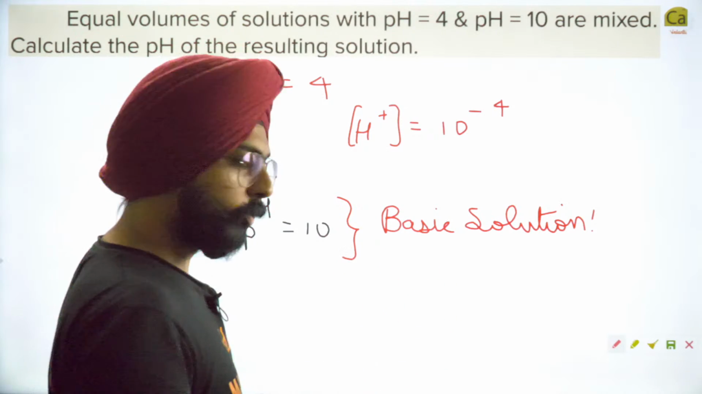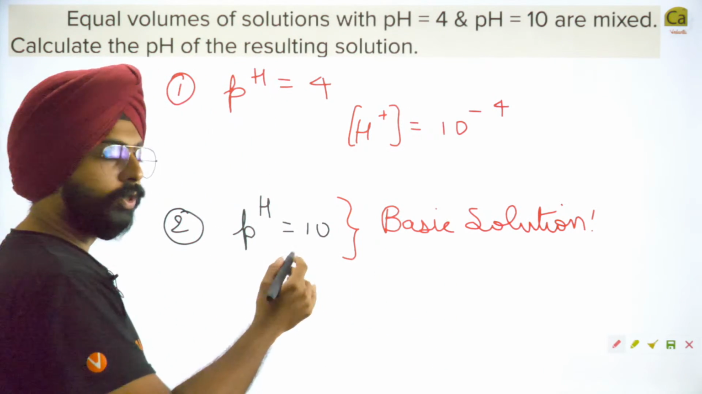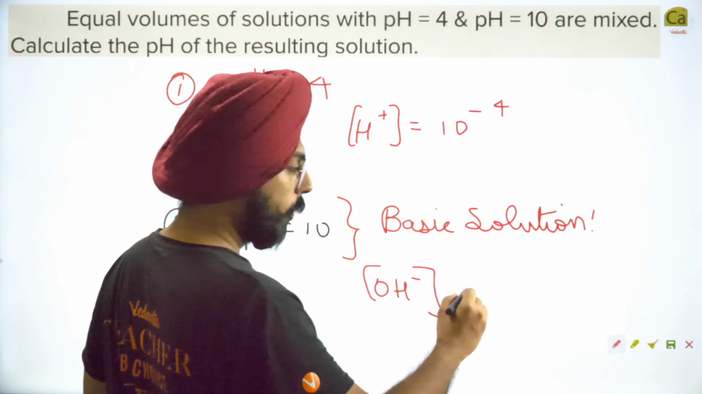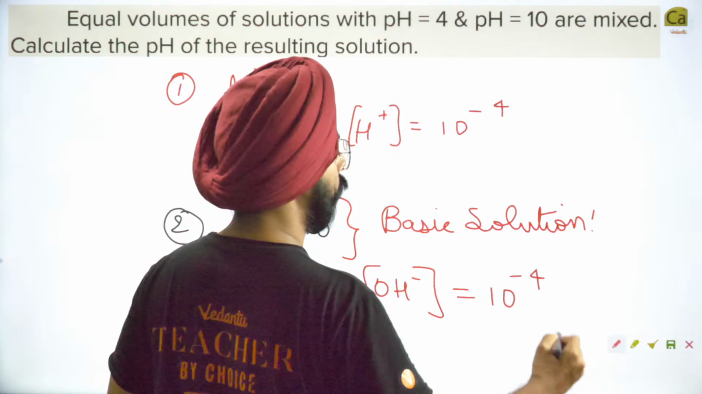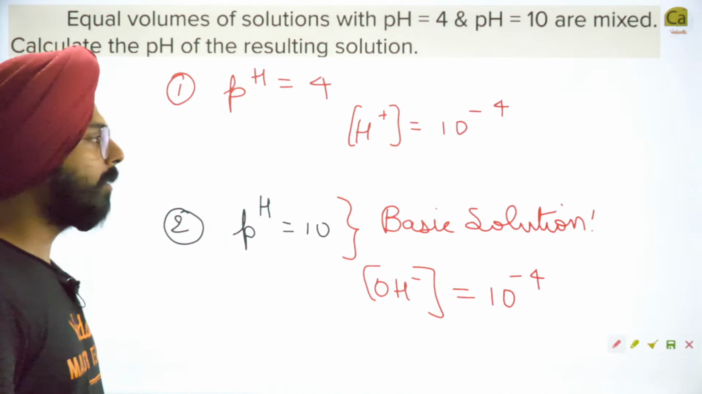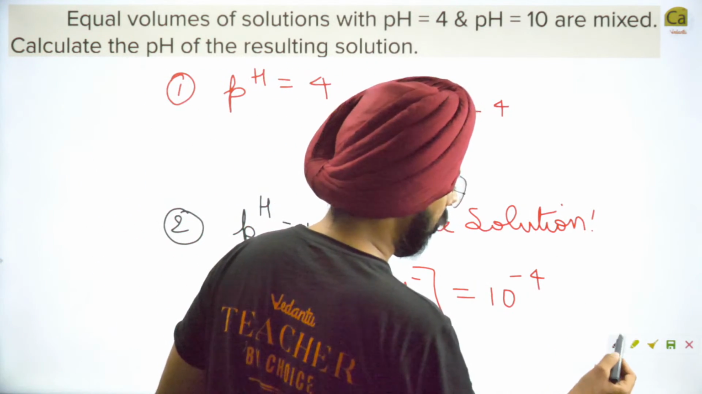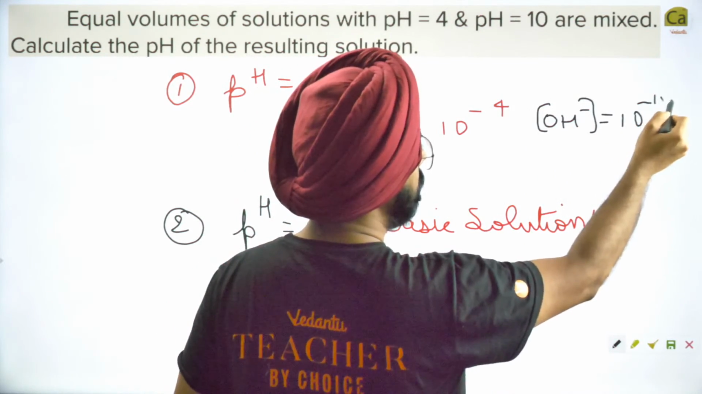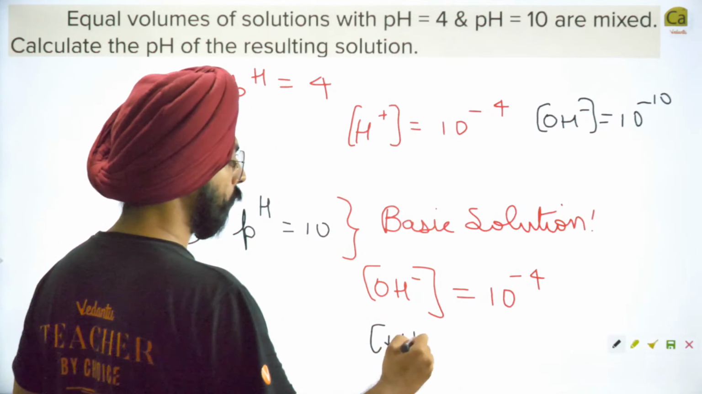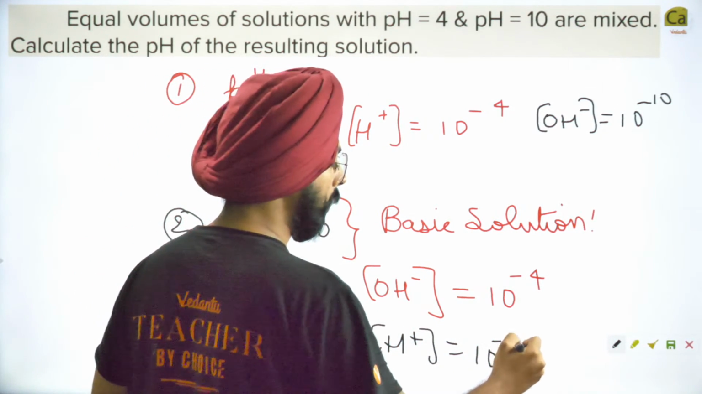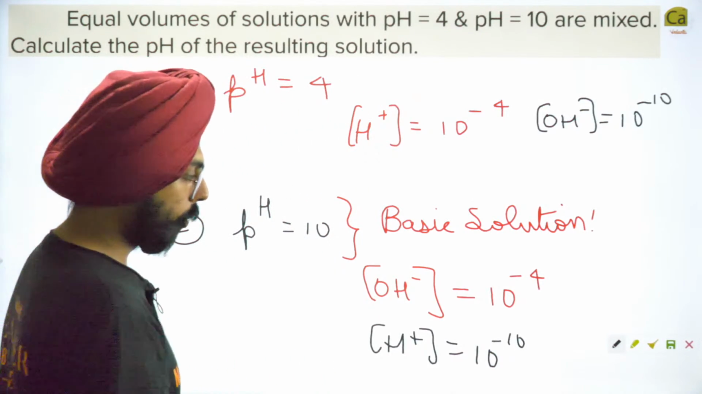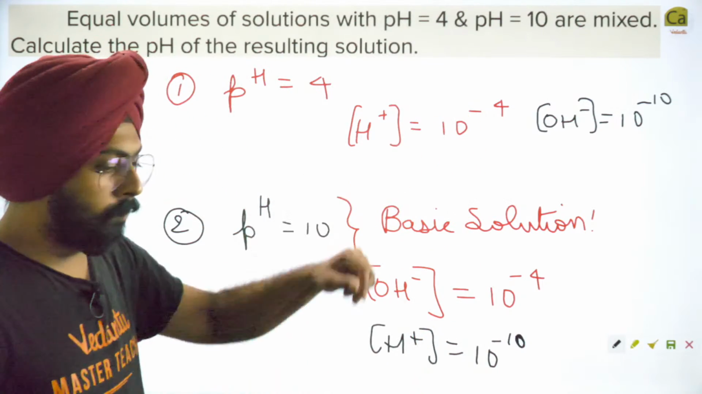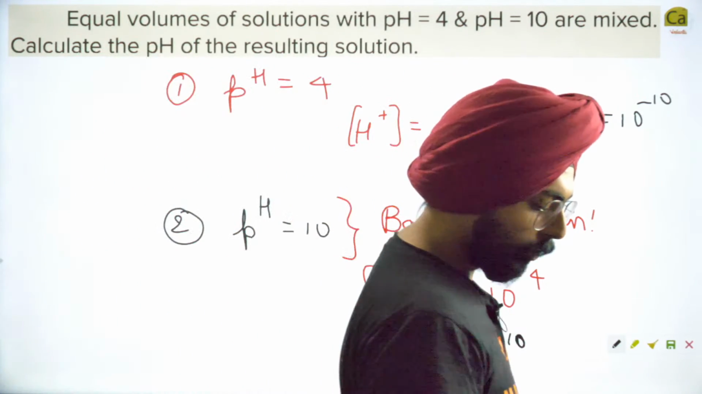It's a basic solution. So over here, instead of talking about the H positive concentration, we should be talking about the OH negative's concentration, which is equal to 10 to the power minus 4. है ना जी? So in this case, in the top case, your OH negative concentration, even if you want to write, is equal to 10 to the power minus 10, and over here the H positive concentration, if you want to write, is equal to 10 to the power minus 10. ठीक है? Got it?